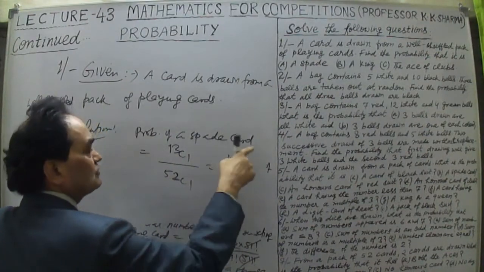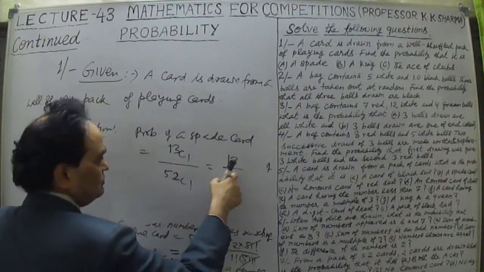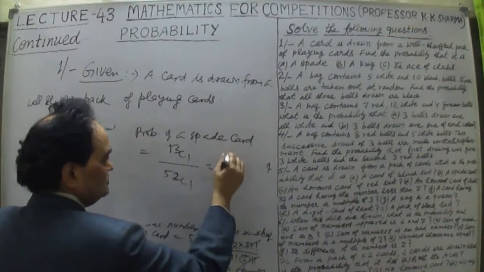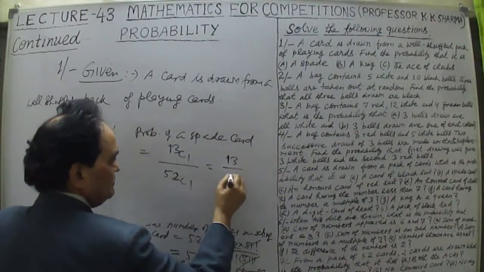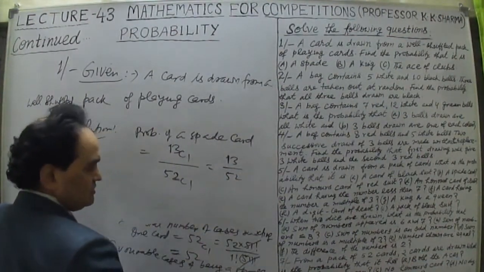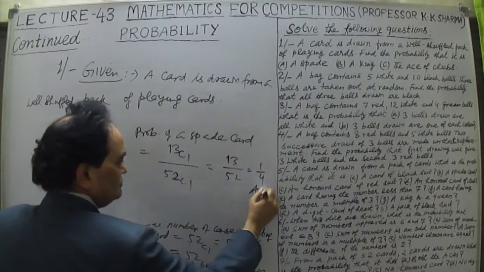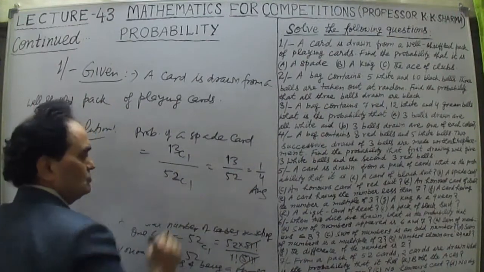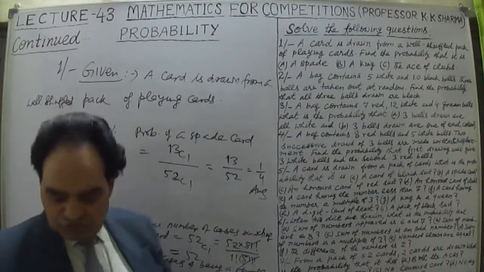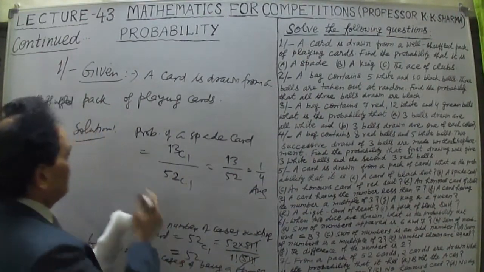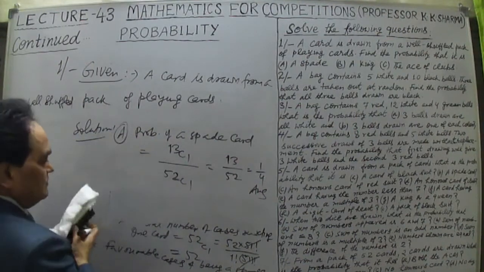So 13 into 12 factorial upon 12 factorial into factorial 1, 12 factorial cancels out. Only 13 will be there in the numerator, divided by 52. So this is 1 upon 4. This is the answer here. 13 fours are 52. So 1/4 is the first answer. The A part we have done.